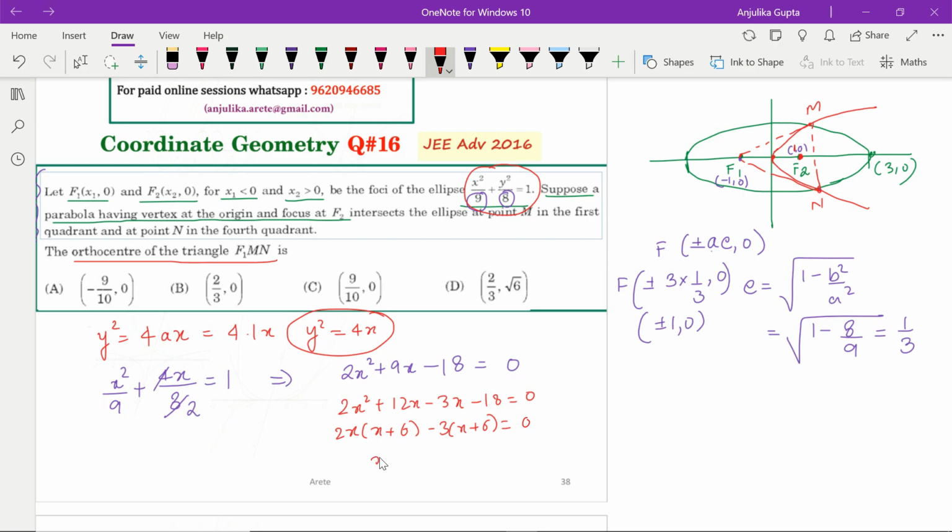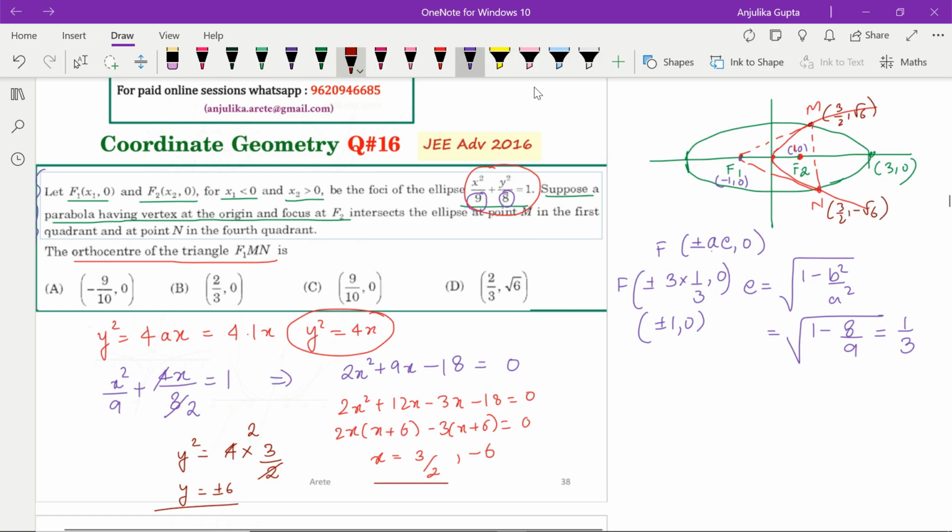So you get two values for x: one is negative 6 and the other is 3 by 2. Of course, the negative number you're not going to take because y squared cannot be negative; to get the y value you have to do 4x. So I will use 3 by 2. So y squared is 6, so y is equal to plus or minus root 6. So we got the intersection points. X value is 3 by 2 and y value is root 6 for M, and for N you can write 3 by 2 and minus root 6. Everything is now known to you.